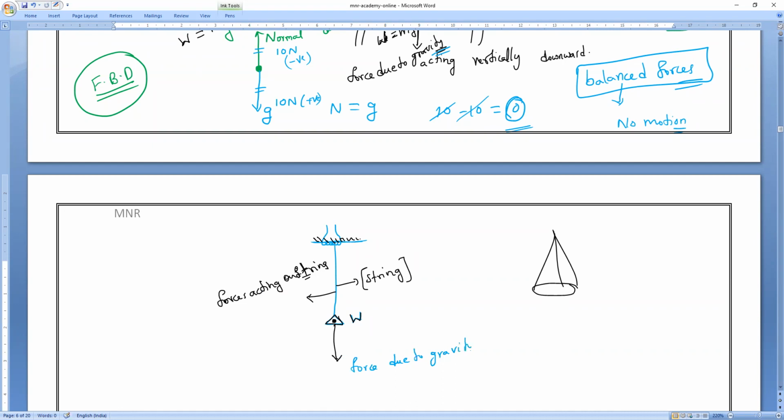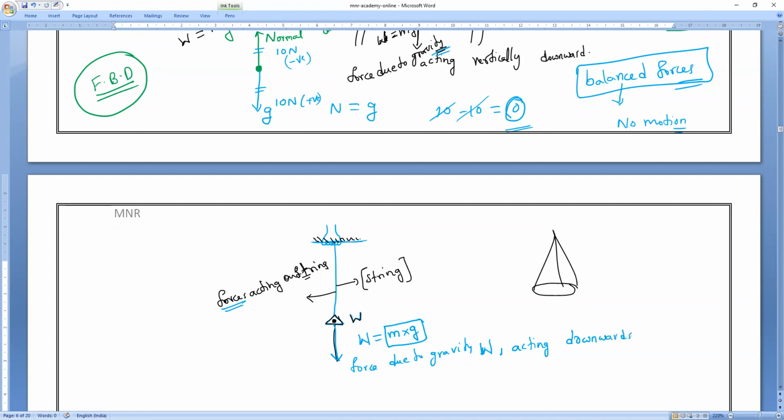The force due to gravity we represent with W. So the force due to gravity, W, is equal to what? M into G. Am I right or wrong? Here we are finding the forces acting on the string. So one force is acting in the downward direction because of weight, that is due to gravity, W. So is it always acting downwards or upwards? Downwards.